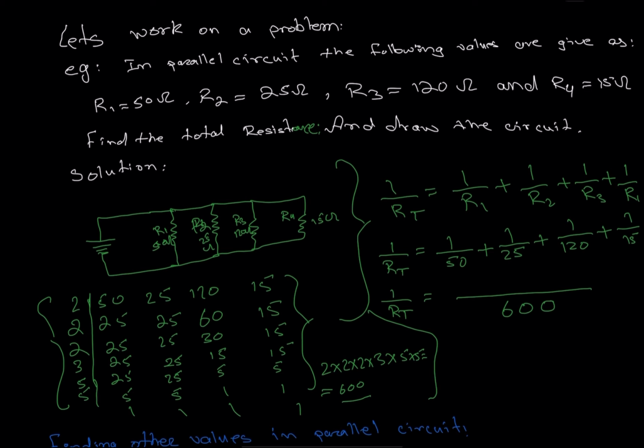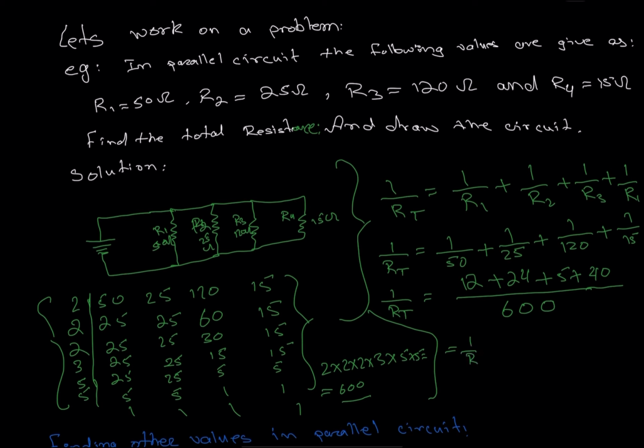Now 600 divided by 50 gives me 12, plus 600 divided by 25 gives me 24. 24 times 1 is 24, plus 600 divided by 120 gives me 5. So 5 times 1 is 5. Now add 600 divided by 15, which gives me 40. 40 times 1 is 40. Now add them together.